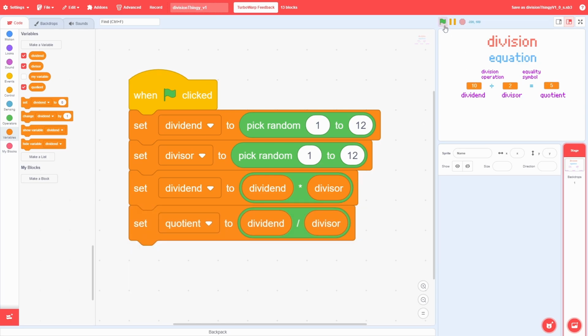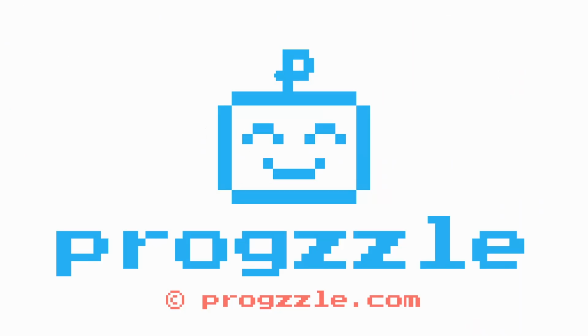And now we should just get whole numbers, and they should all be safe division equations. And that is the division thingy.